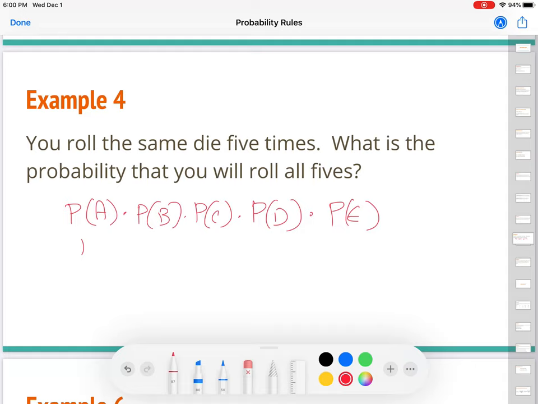You have a 1/6 chance on a six-sided die of rolling a five, times 1/6 times 1/6 times 1/6 times 1/6. And you multiply those together six times, and that will get you your probability. And you'll notice that it's much smaller than the probability of one roll, because each time it's less likely that you're going to get another five. At some point, you're going to get a different number, most likely. But again, there's no law of averages, so it's not like you're due to get a different number, but it's unlikely that you will get all fives because you only have a 1/6 chance each time.